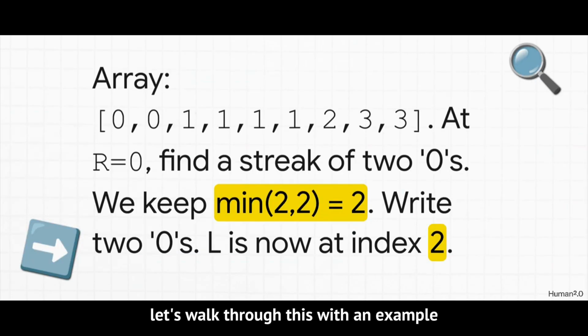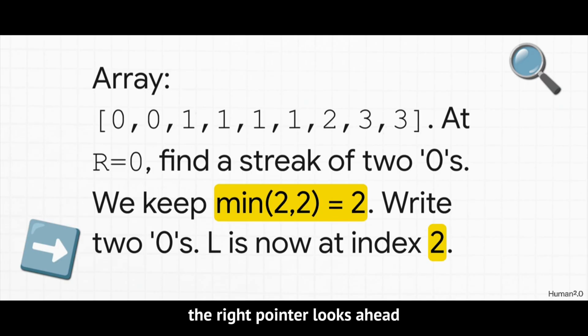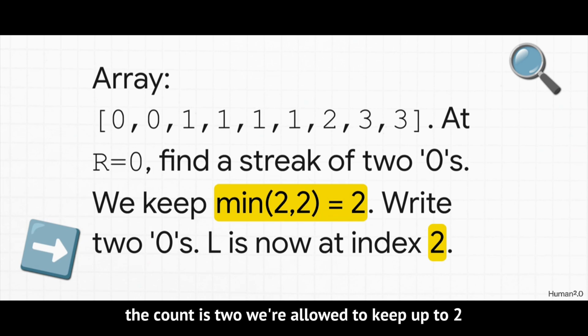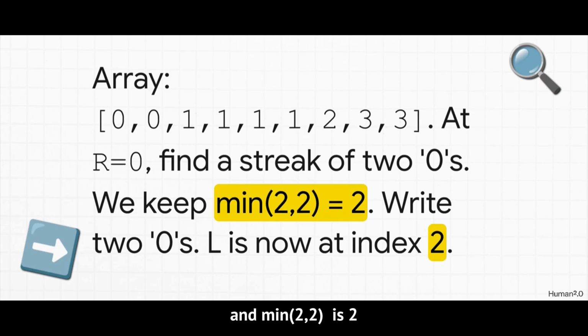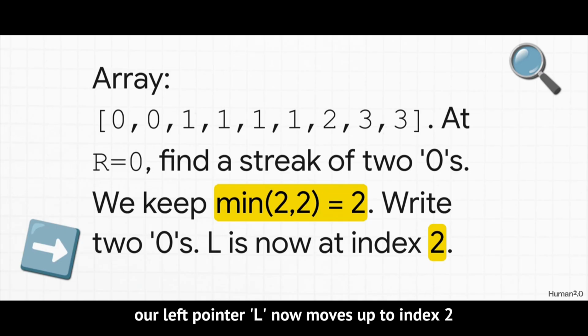Okay, let's walk through this with an example. Both our left and right pointers start at index 0. The right pointer looks ahead and sees a streak of 2 zeros. The count is 2. We're allowed to keep up to 2, and min of 2, 2 is 2. Perfect. So we write both zeros back into the array. Our left pointer, L, now moves up to index 2, ready for whatever comes next.